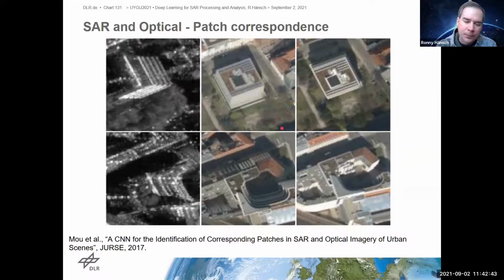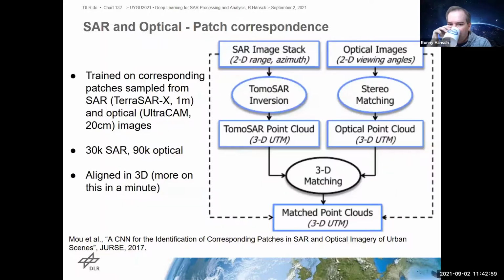It's actually quite hard. So in this work, what they were aiming to do is to write a deep neural network that, presented with two patches, a SAR patch and an optical patch, decides whether they show the same area, the same object. They used TerraSAR-X data, 1 meter resolution, and an airborne system using an UltraCam with 20 centimeter resolution. Their training set had around 30,000 SAR patches and around 90,000 corresponding optical patches. It's more because there were optical images from different looking directions, right? So one SAR patch corresponds to multiple optical patches.